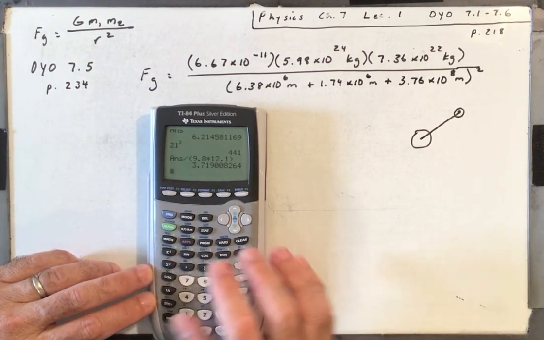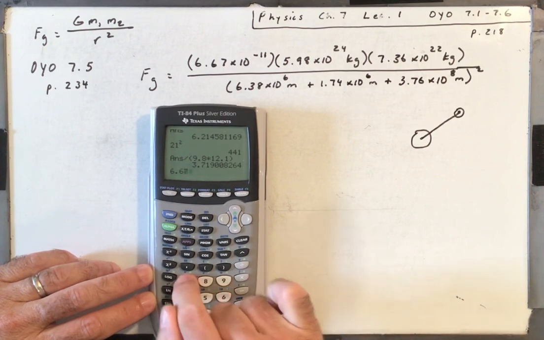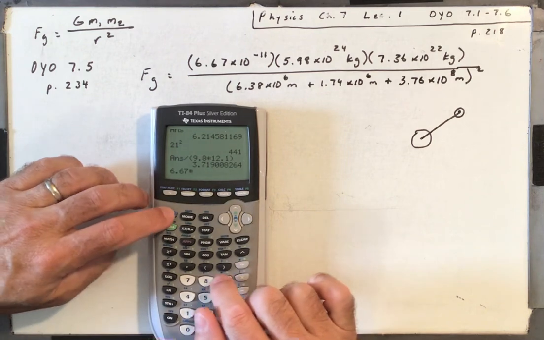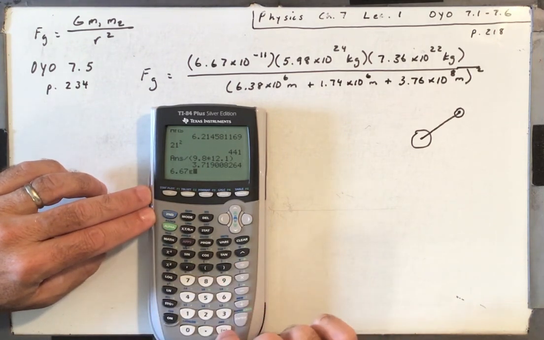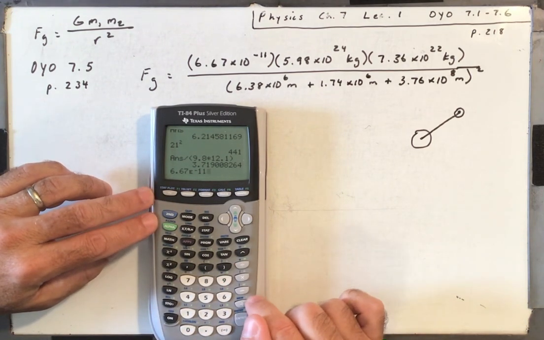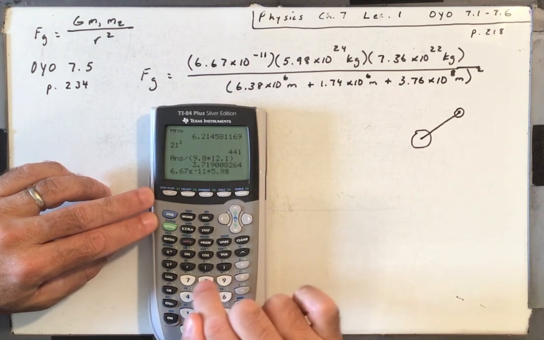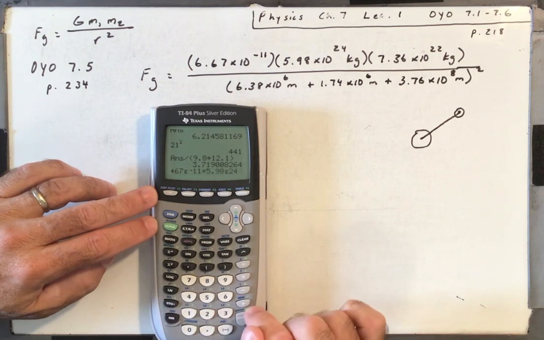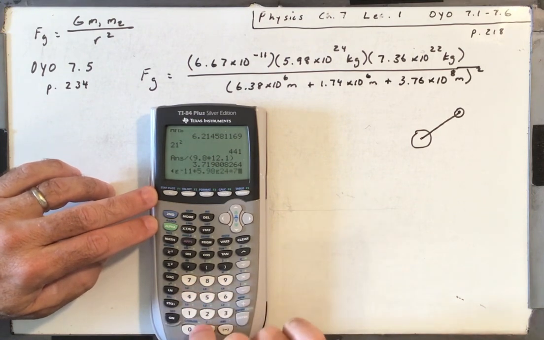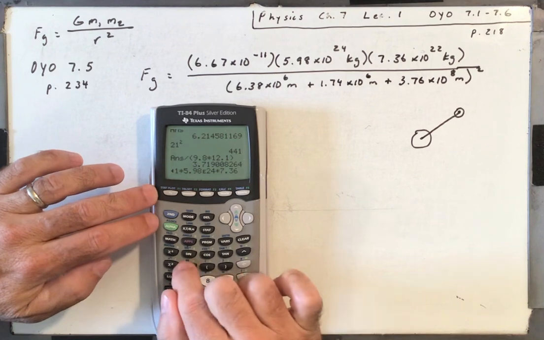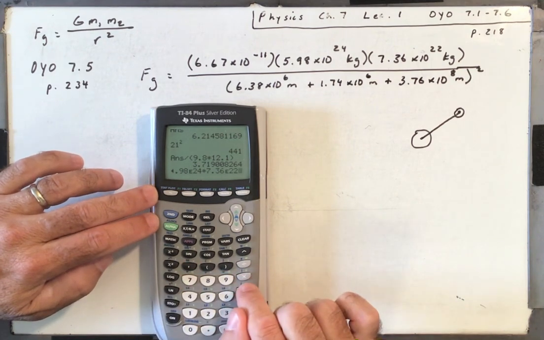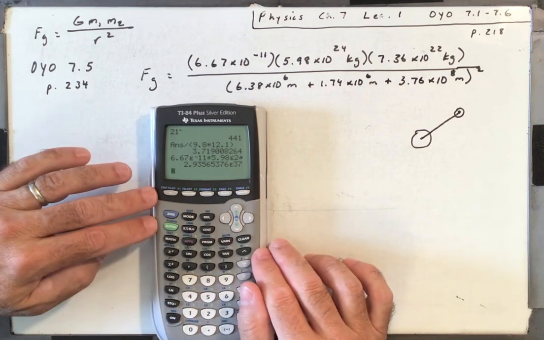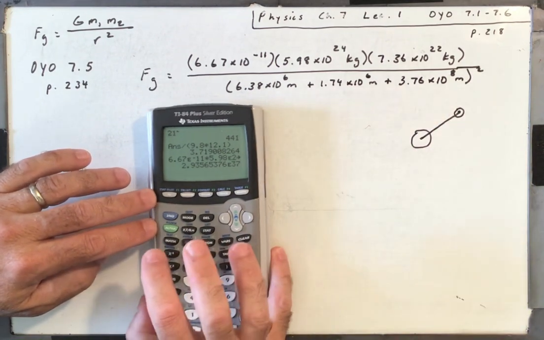Okay. So we've got 6.67 times, okay, I'm not going to do a times here. I'm going to do second function double E minus 11 times 5.98 second function double E to the 24th times 7.36 second function double E to the 22nd, and hit enter. And there's our numerator, so we'll come back to that in a minute. Now let's get the denominator.